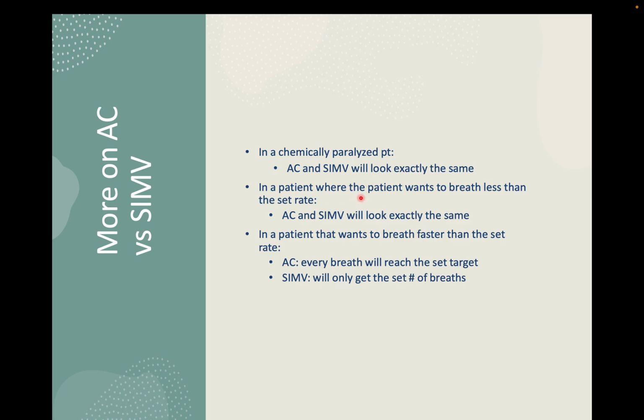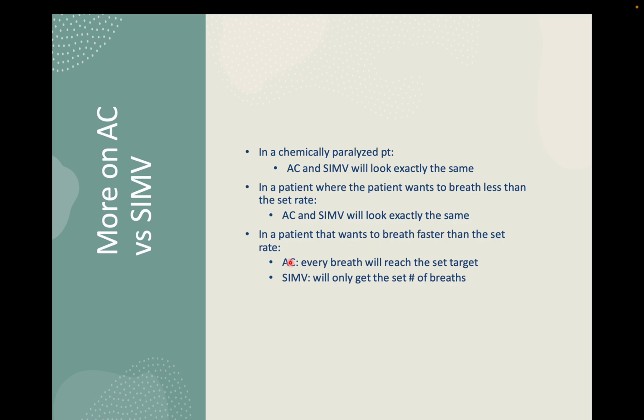Let's say the patient is conscious, not paralyzed, but is generating fewer breaths than the set rate. In that case also, AC and SIMV will look exactly the same, because the patient is breathing less than the set rate. So all of those breaths will be supported by the ventilator in AC mode and synchronized intermittent mandatory ventilation. Now let's say the patient is breathing faster than the set rate.